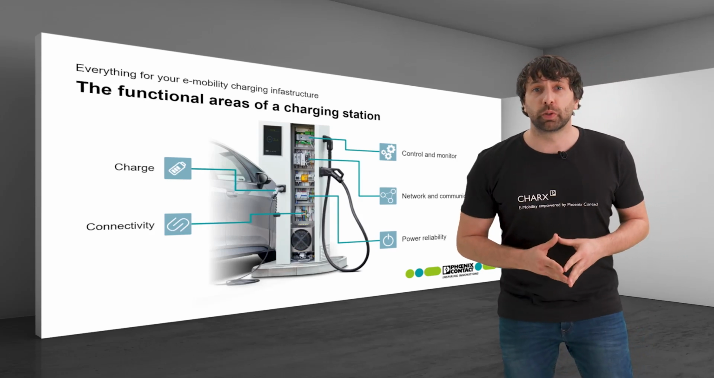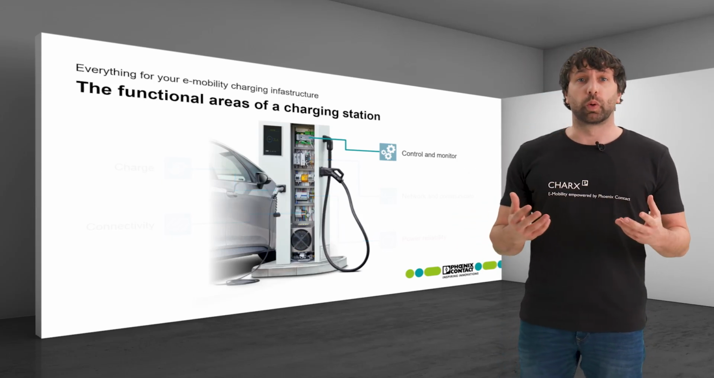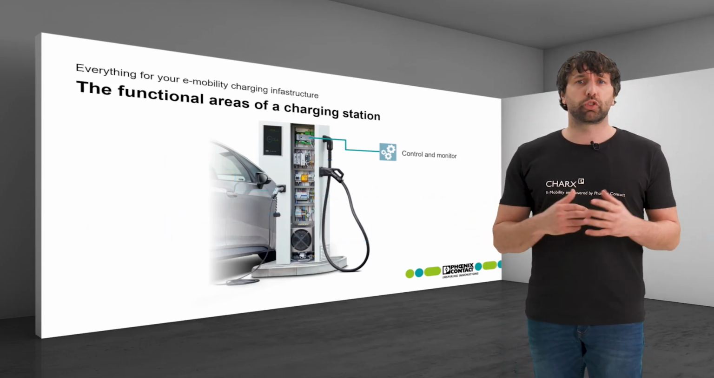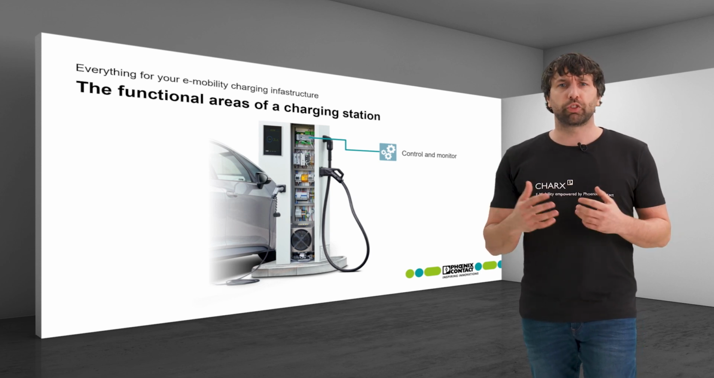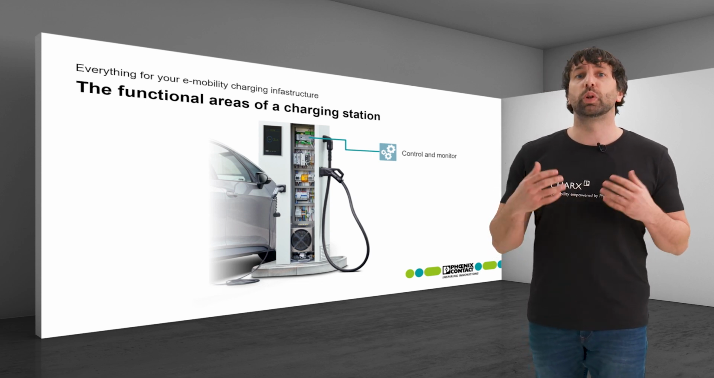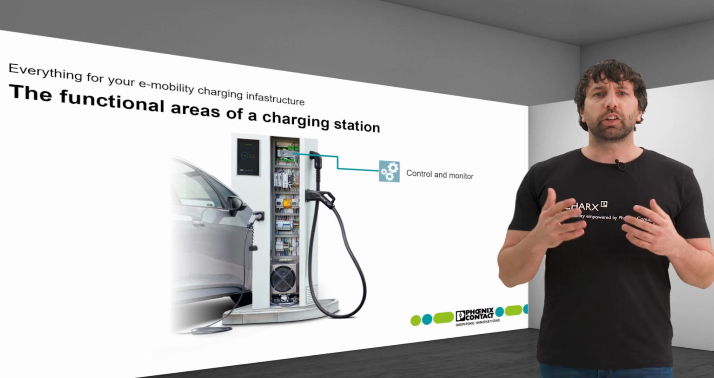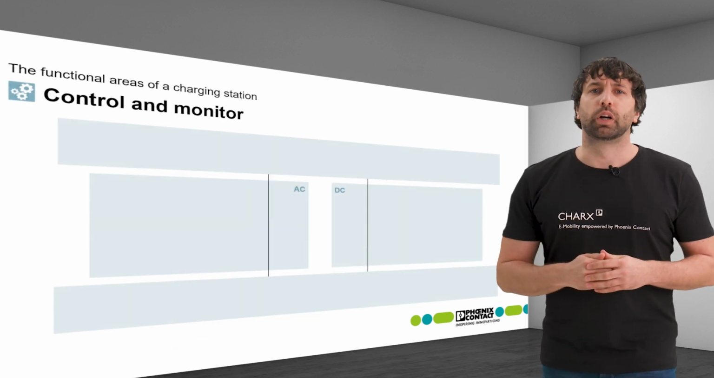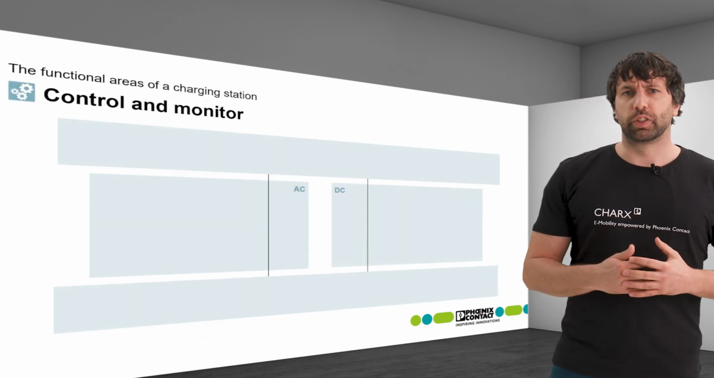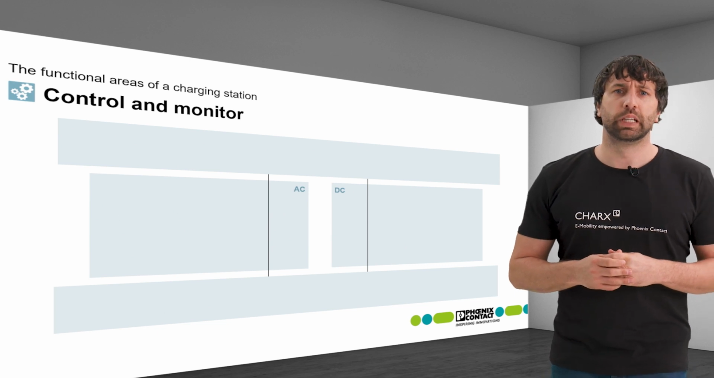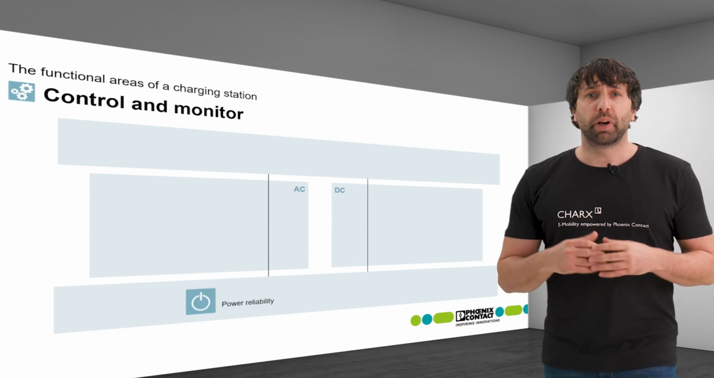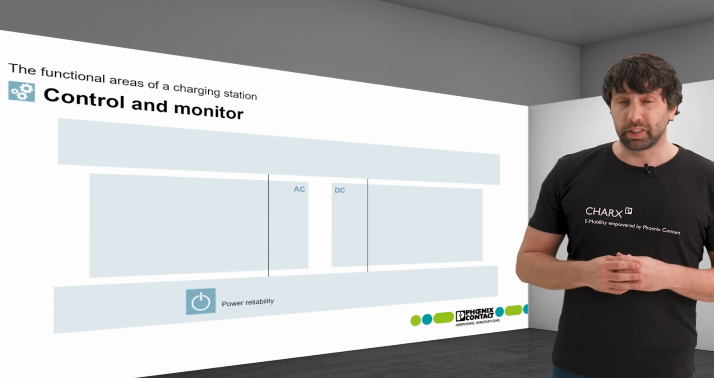Today we take a deeper look at the functional area control and monitor. The question here is how to control the charging process optimally and reliably. The functional area control and monitor represents the intelligence behind the charging station. It is securely supplied by the functional area power reliability.